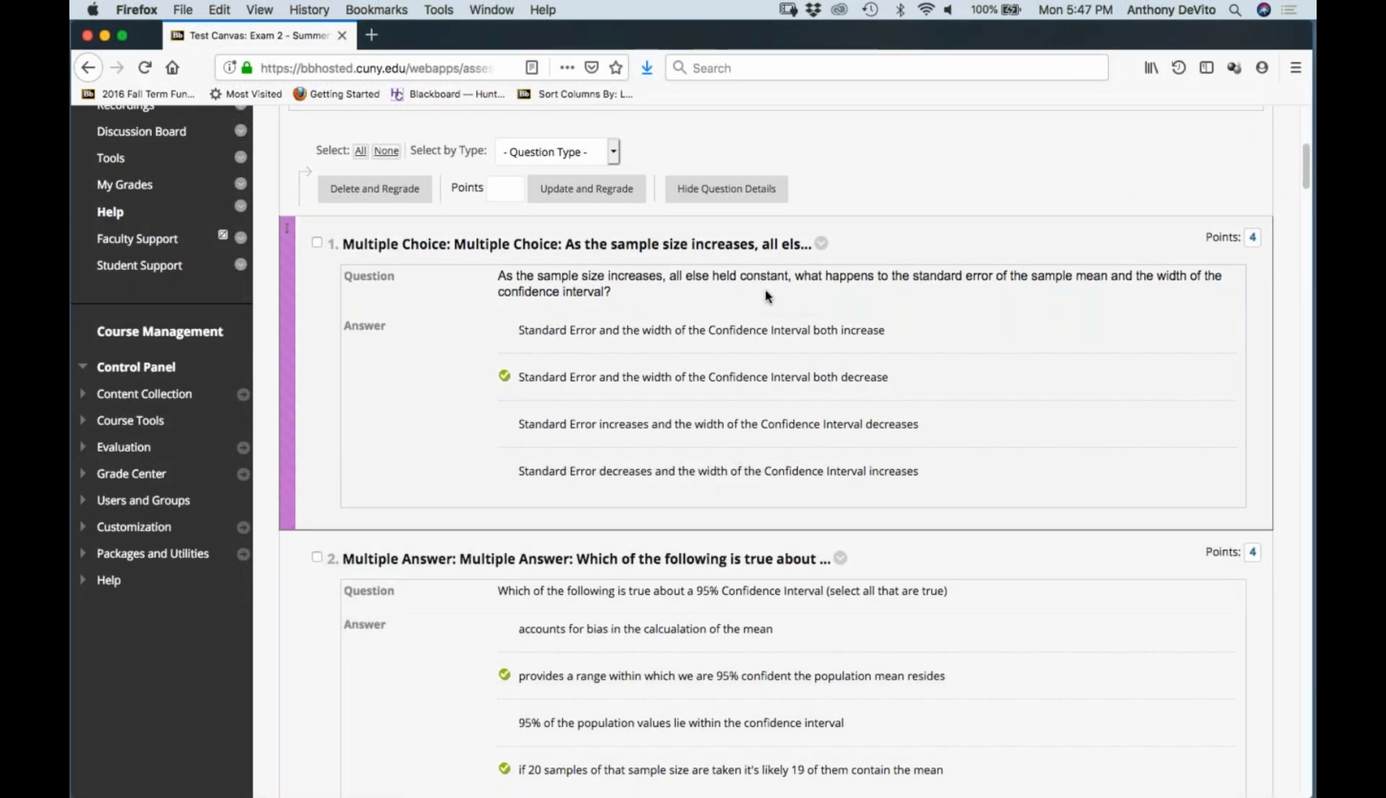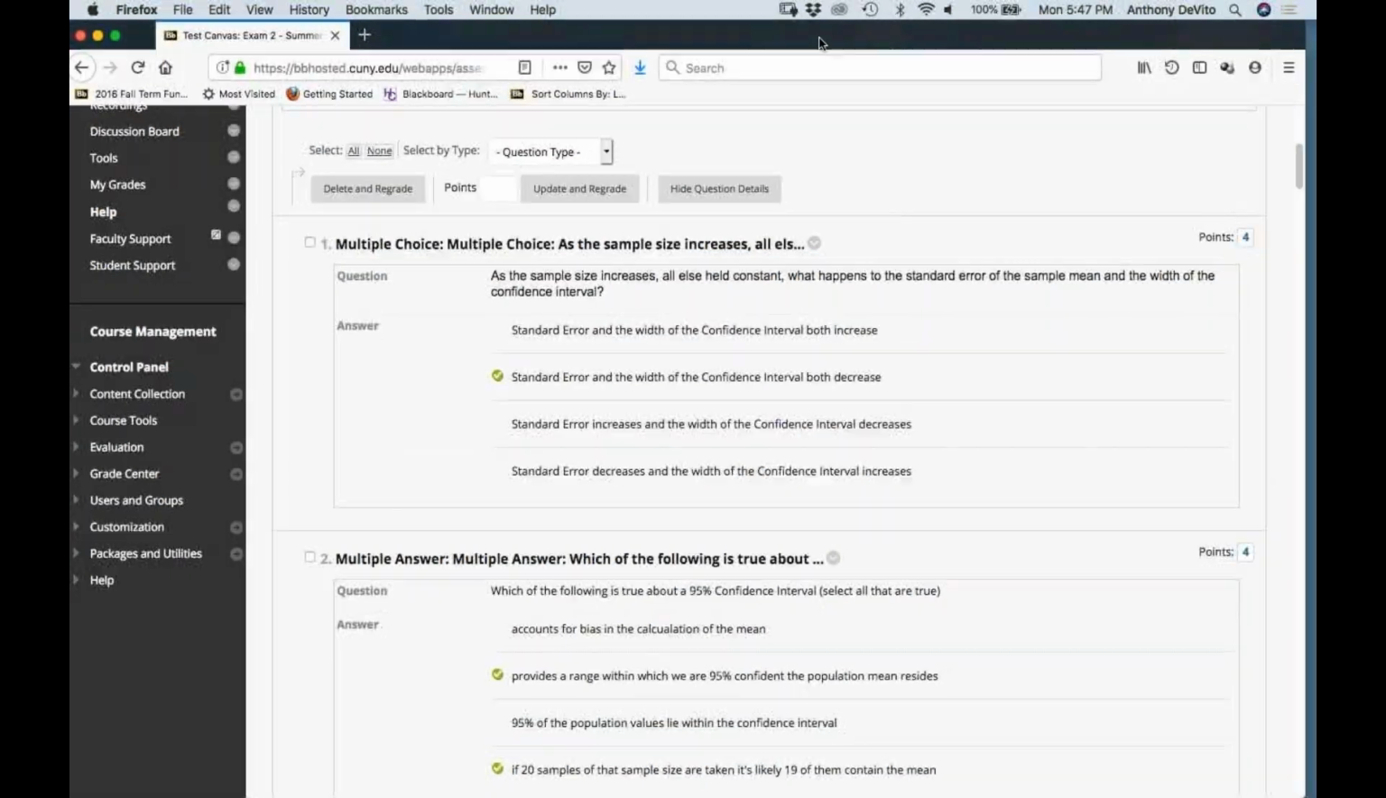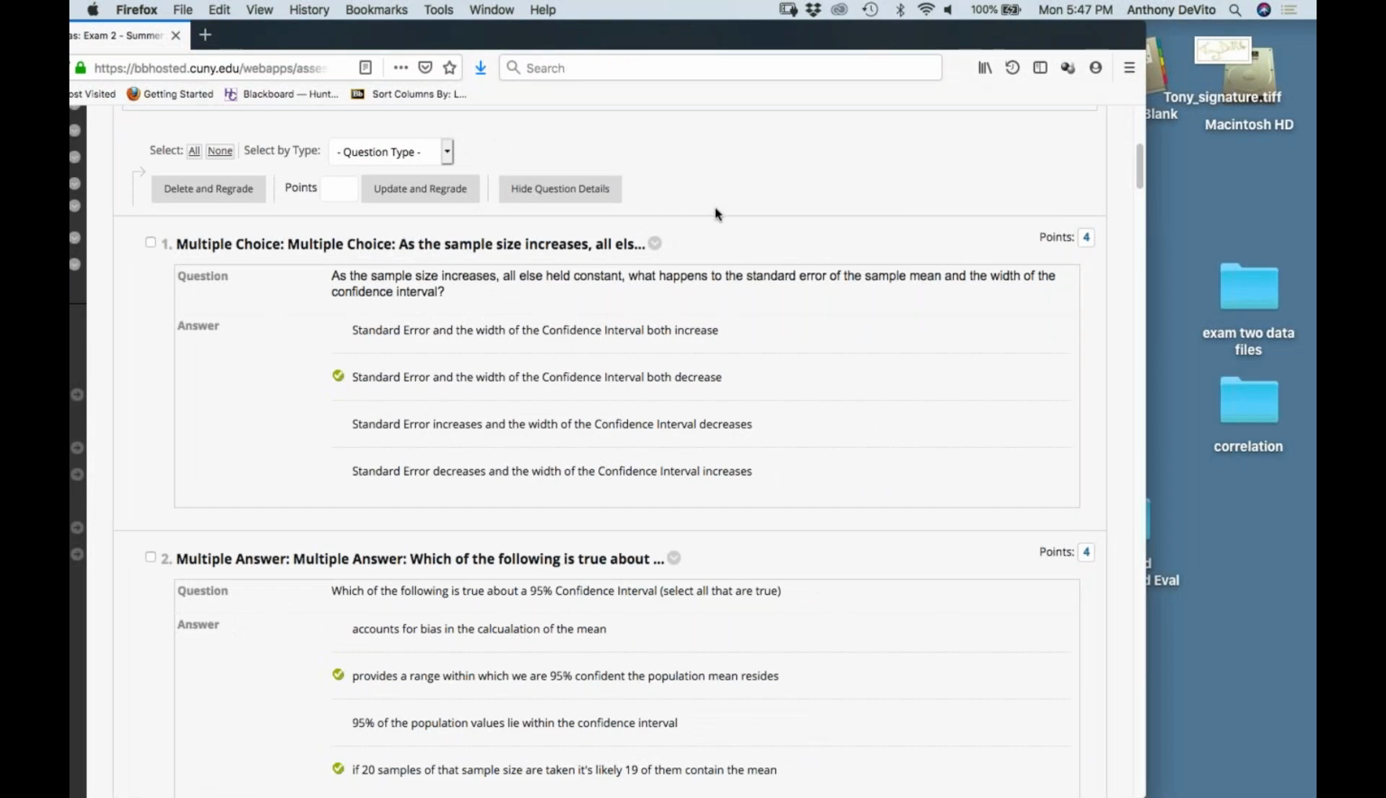Okay, as sampling size increases, all else held constant, what happens to the standard error of the sample means and the width of the confidence interval? Well, the confidence interval is equal to X bar plus or minus the standard error, right? And the standard error is equal to sigma, the standard deviation of the population, over the square root of the sample size.